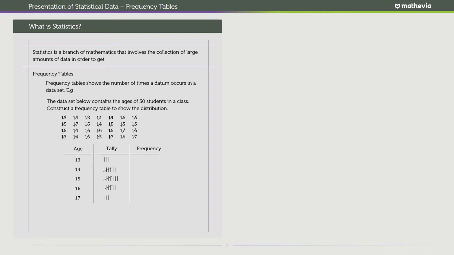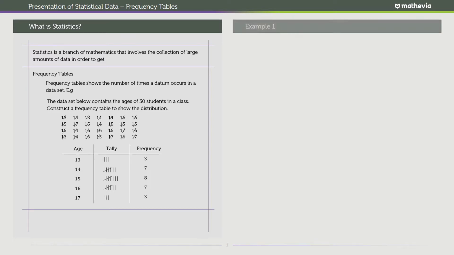For 13 we have 3, for 14 we have 7, for 15 we have 1, 2, 3, 4, 5, 5 is a cross, then 1, 2, 3, so 6, 7, 8. So we have 8. Then for 16 we have 7, for 17 we have 3. And this is a frequency table, quite simply. That's pretty much it. We'll go ahead now and solve some examples.